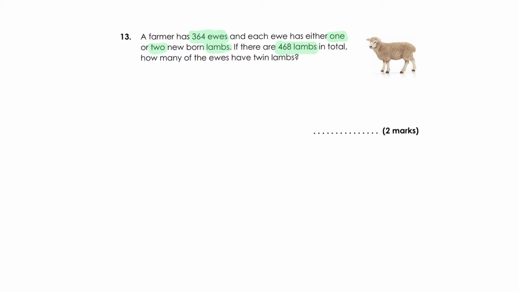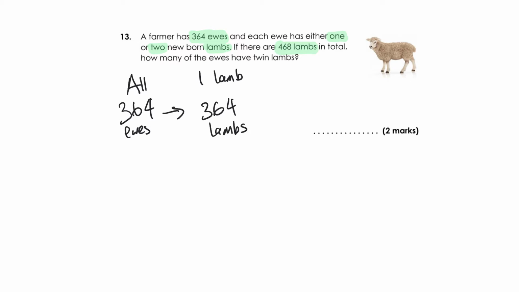So for example, in this case, we've got 364 ewes. If we say all 364 ewes have one lamb, rather than one or two, that means we'll have 364 lambs. But we know that can't be the case because on the farm, there are 468 lambs. And so that means there's a shortage. 468 take away 364, there's a shortage of 104 lambs.